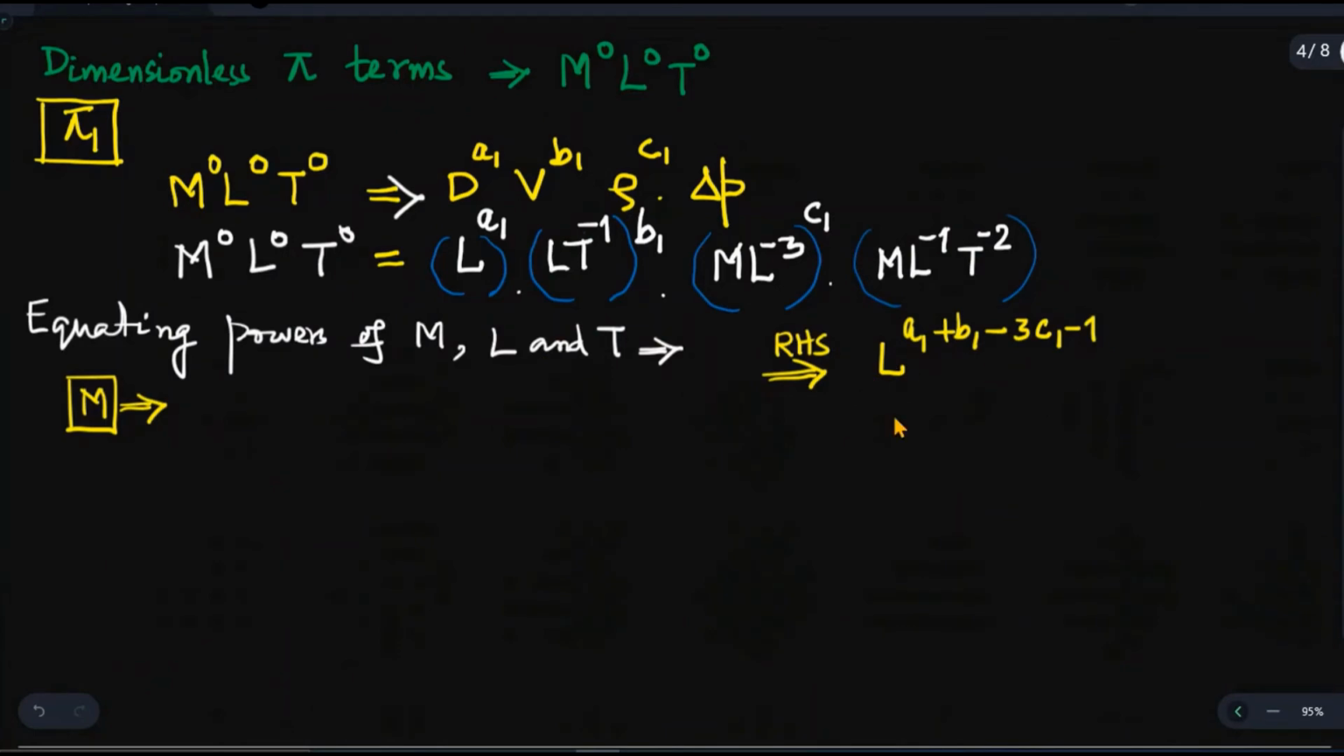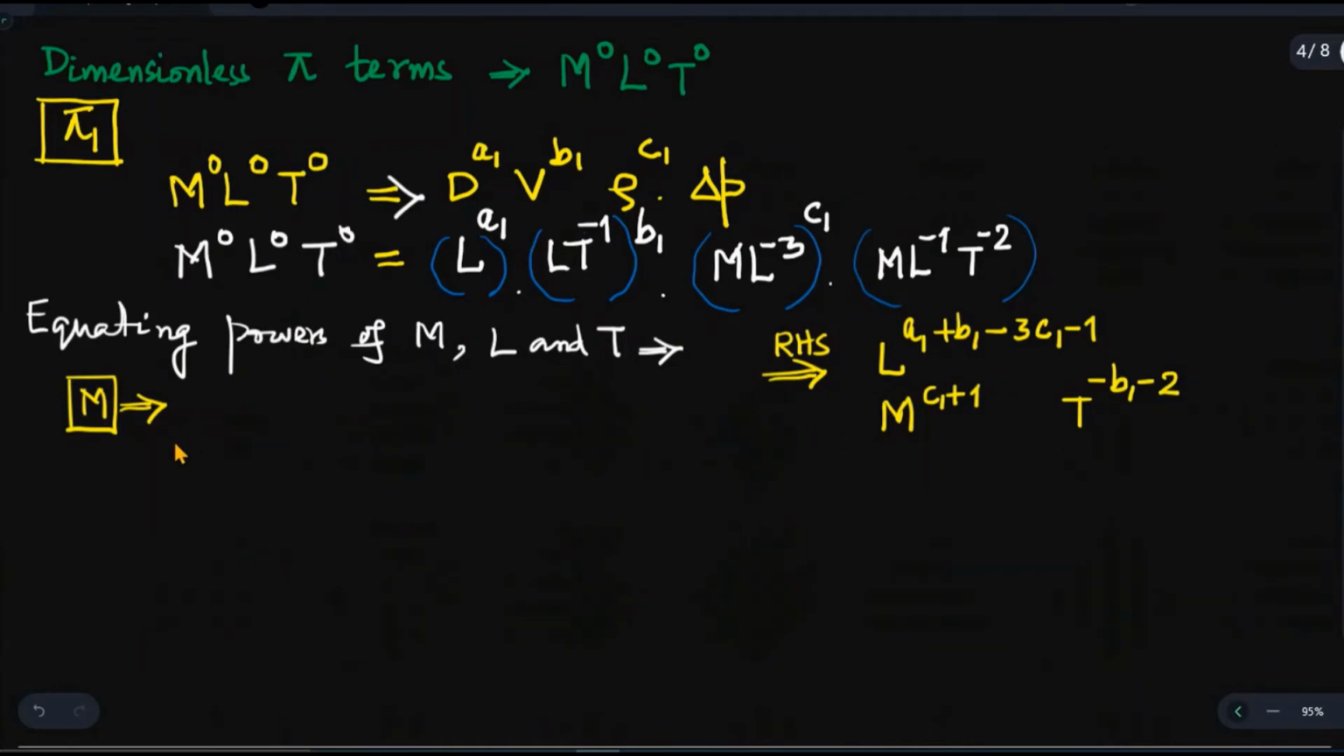Then what about m? So it will be m raised to what? c1 and m raised to 1. So m raised to c1 plus 1. Then what about the last one? The last one is t. So that is t raised to minus 1 b1, so t raised to minus b1, and the final term t raised to minus 2 is there. That is minus 2. Okay, so like this.